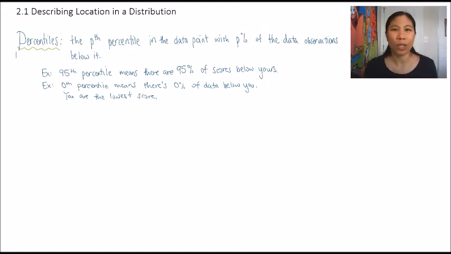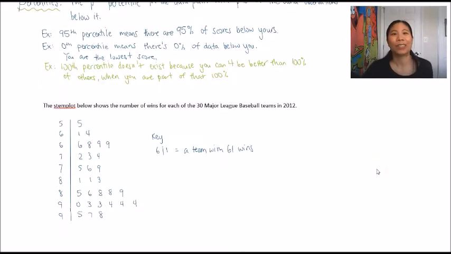below you, which actually doesn't make sense because your score would have to be part of that 100%. So we can actually never say that there's a 100th percentile. So the maximum percentile you could reach is like 99.99 percentile. So let's do an example with finding percentiles.